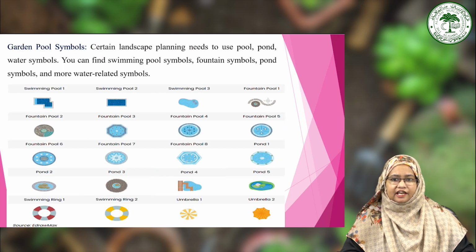In landscape planning, the inclusion of pool, pond, and water symbols is essential for various purposes. These symbols for water features, encompassing swimming pool symbols, fountain symbols, pond symbols, and various other water symbols, are provided in this particular figure. This symbol enables users to accurately represent water elements within their landscape design, facilitating effective communication and visualization of water related features in the plan.